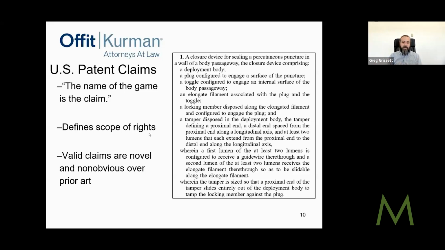It defines the scope of a patent right, as I've said. And we'll come back to this idea, but valid claims are novel and non-obvious over the art. A patent has to be more than just the expression of something, like a copyright. It requires a bit higher standard of ingenuity or innovation, and we measure that by the doctrine of non-obviousness. So patent claims are really where it's at when we're talking about patent strategy and IP strategy.